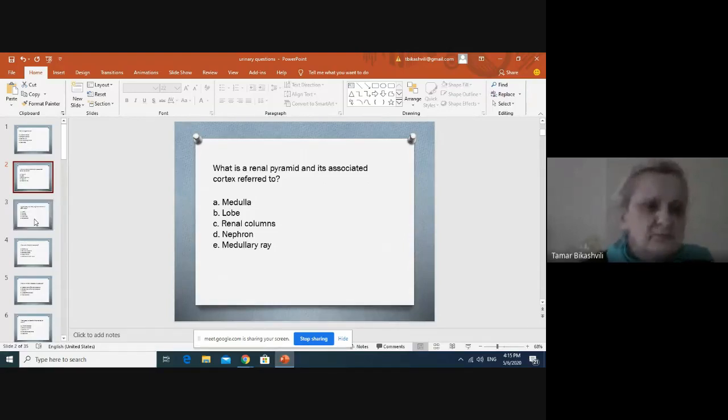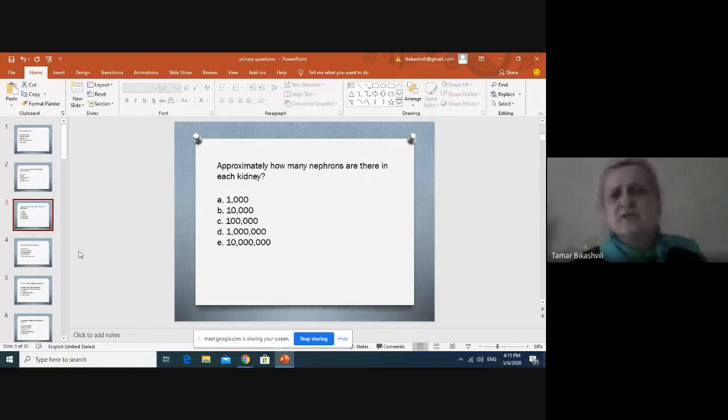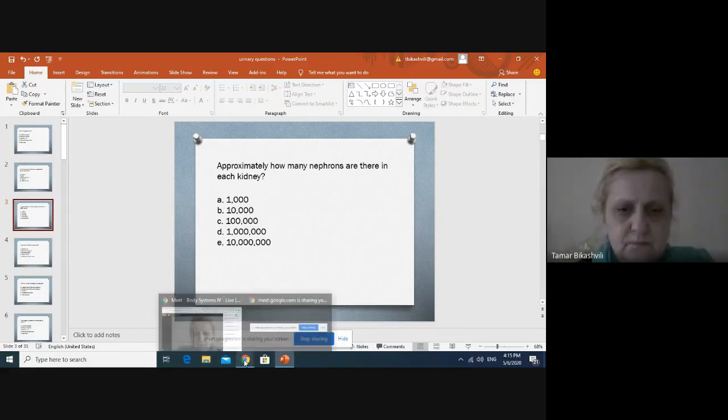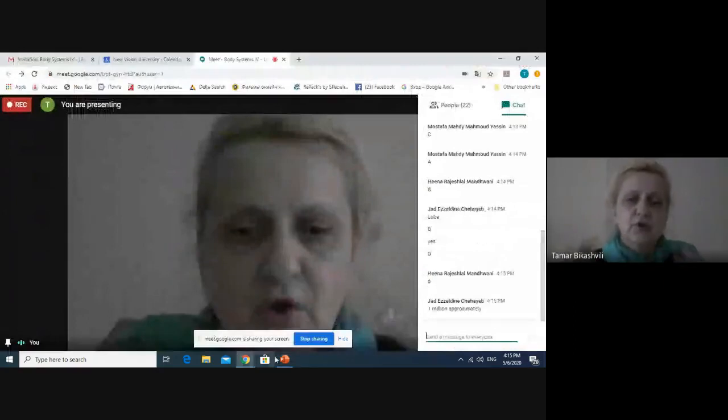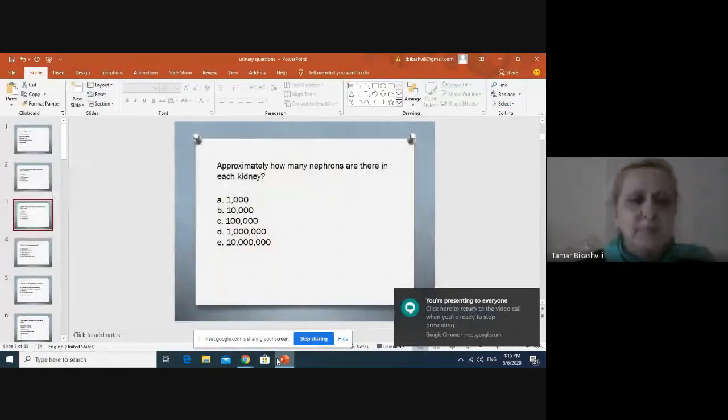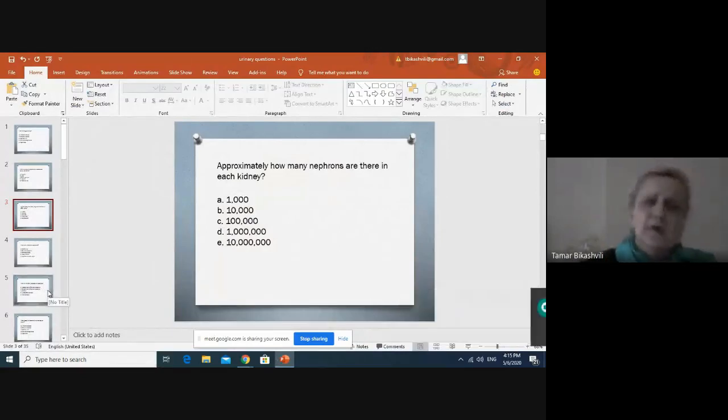Next, approximately how many nephrons are there in each kidney? It's very easy. Of course, normally 1 million. Less, of course, when this individual is hypertensive.